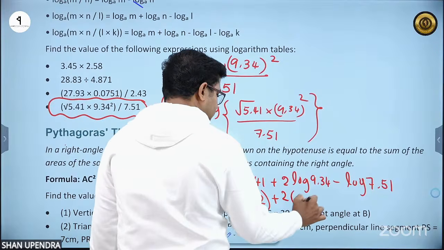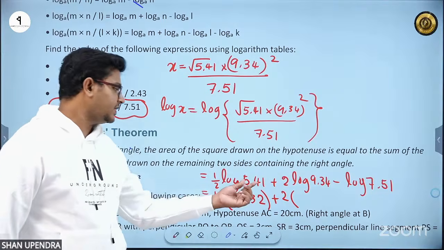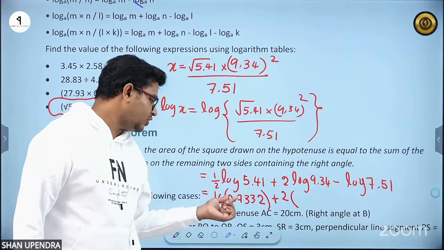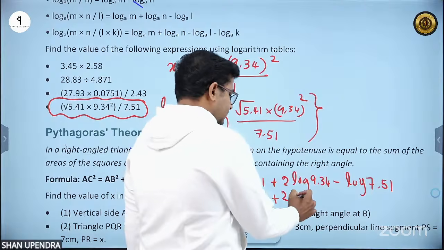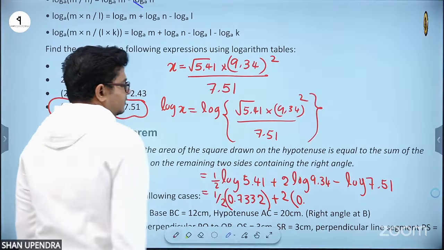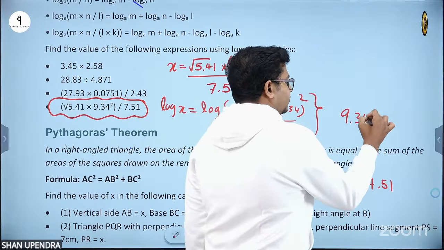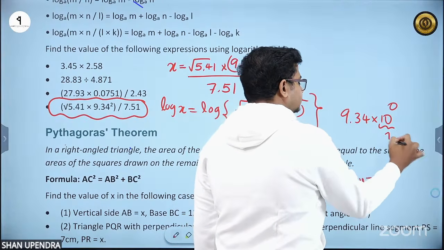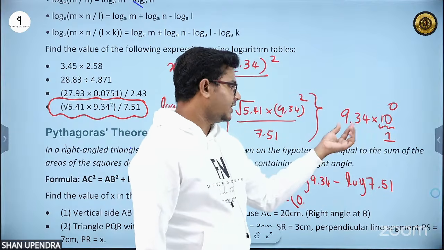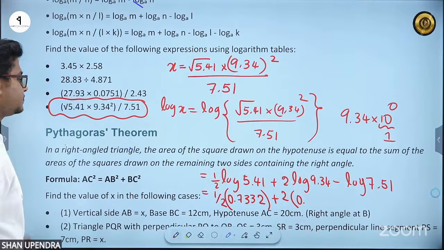Plus 2 times this. Actually this is 10 to the power 0, so I can put 0 point something. 5.41 is 0 point something, I mean 10 to the power 0. Here also 0 point something. 9.34 is 10 to the power 0, which means 1, okay. That's why I'm taking it that way. 10 to the power 0 is 0 point something, in between 0 and 1.